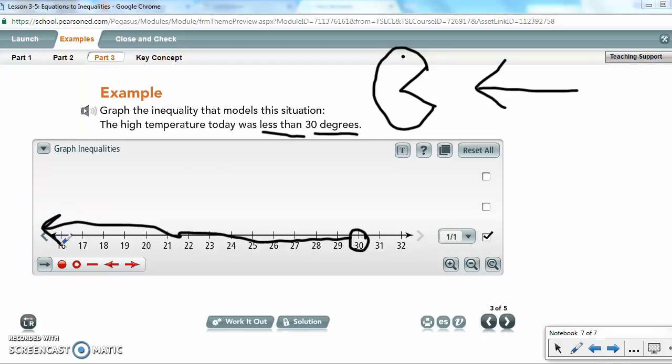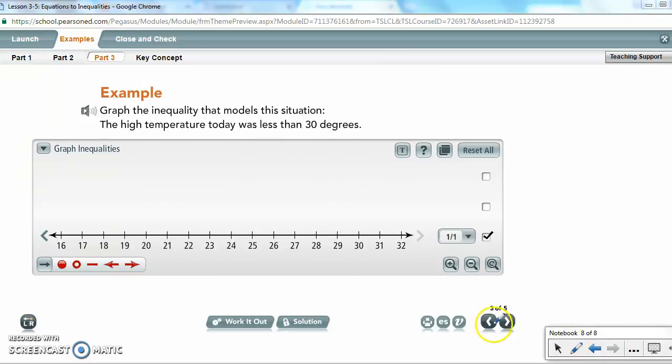What does that mean? That means that my temperature had to be less than 30, because my arrow is going that way. So if they ask you to write an inequality, boys and girls, you're just going to write T is less than 30. My circle was open and my arrow is going that way. Go ahead and copy that down.